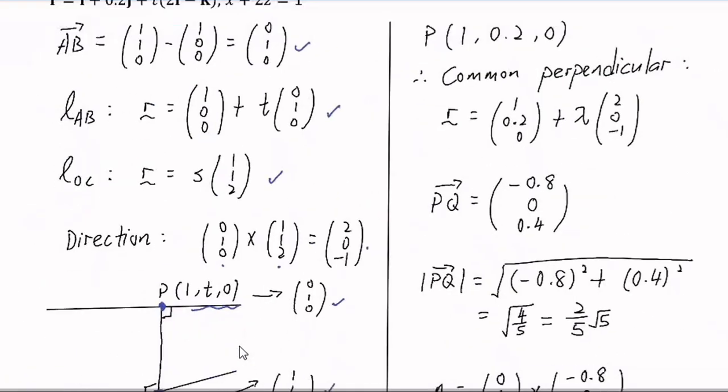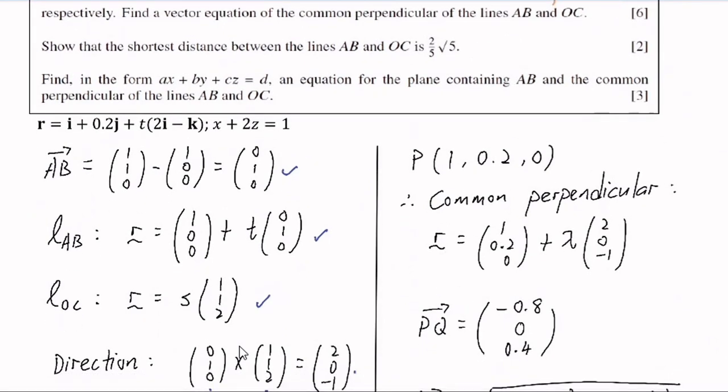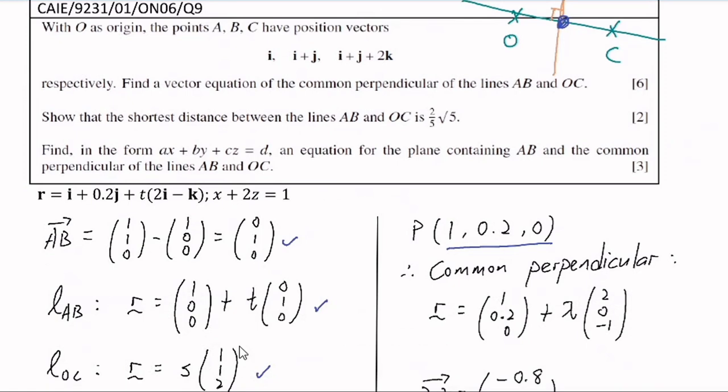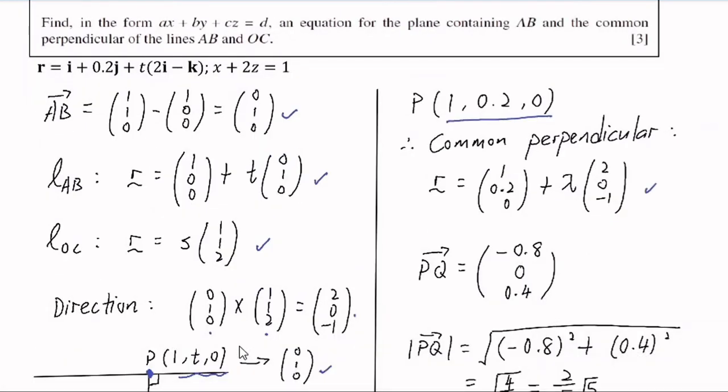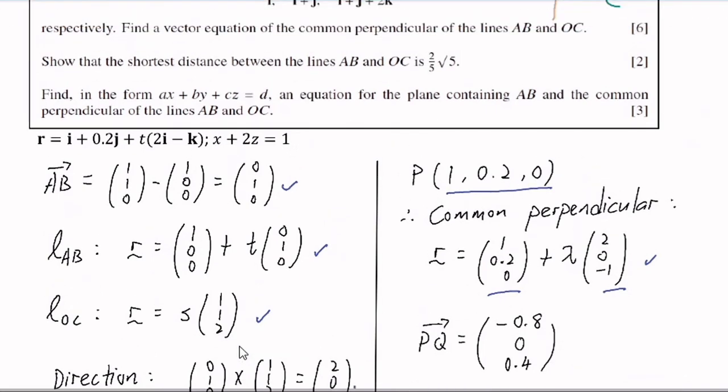With the values of S and T that we got just now, we need one point in order to get the equation of the line. So let's say we take the point P, which is (1, 0, 2), then the common perpendicular to the two lines will be this: the point plus the direction.